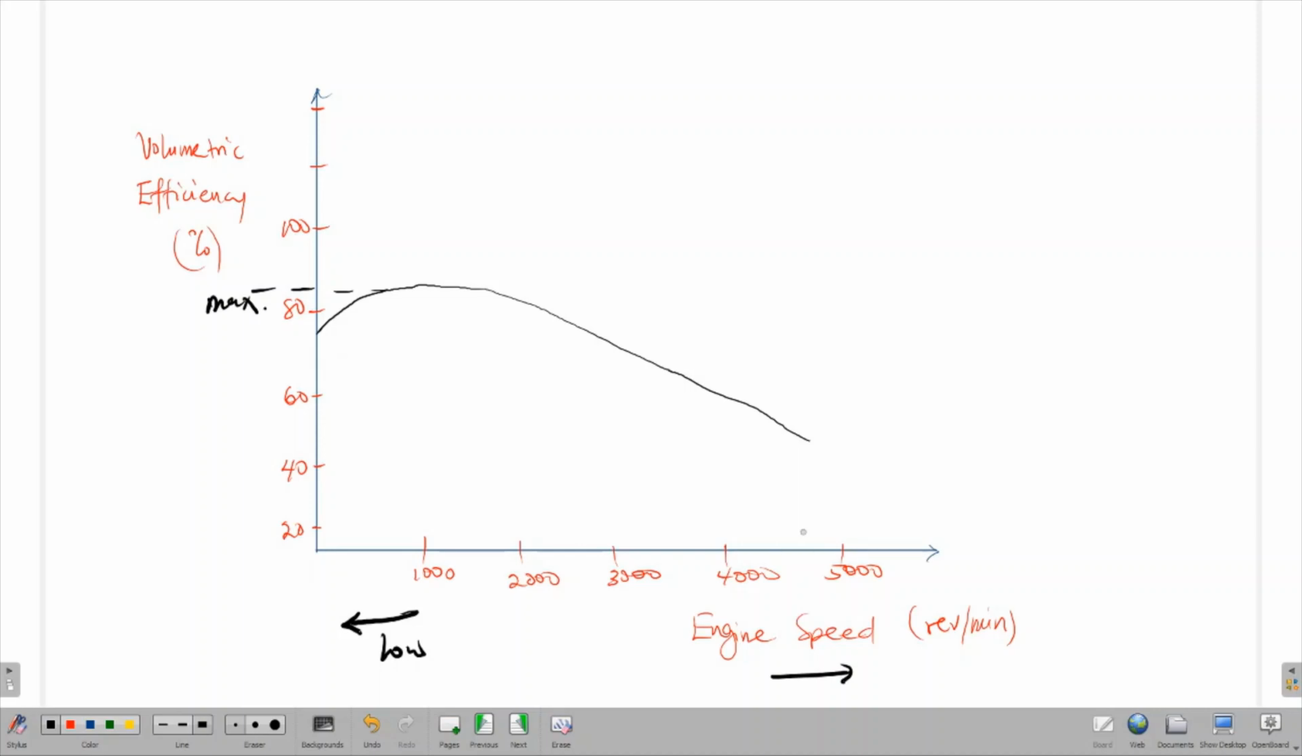This falling off at high speeds is due mainly to the increase in the frictional resistance in the inlet passages and to the excessive heating of the incoming charge, resulting in a reduced mass of fresh charge entering the cylinder per cycle.